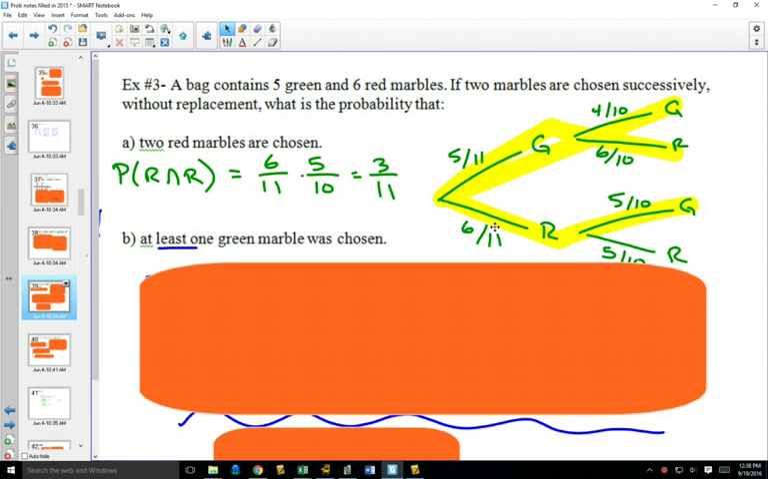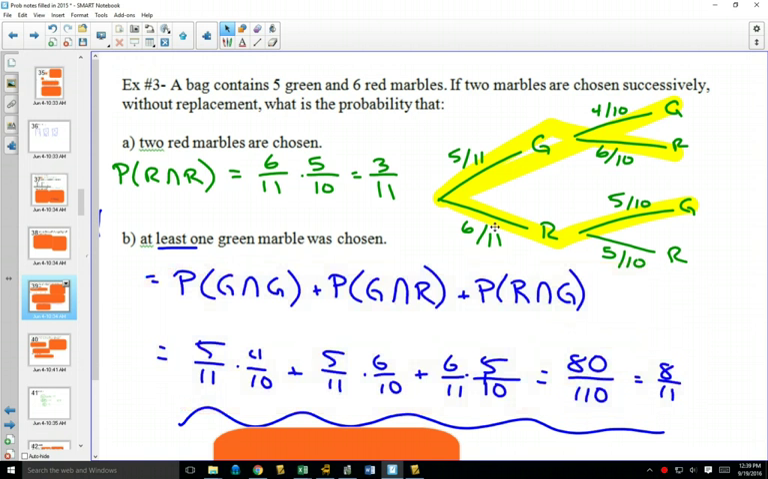And that might be something you could do without having to do the tree diagram. You could just think about it and say, I have to get a red one first, and I have to get a red one second. The tree diagram is nice if you're thinking about part B. At least 1 green marble was chosen, because then there are those 3 highlighted branches. You could either get both green, get a green one first then a red one, or a red one first and then a green one. And if you add all of those branches up, you'll get 8 out of 11.